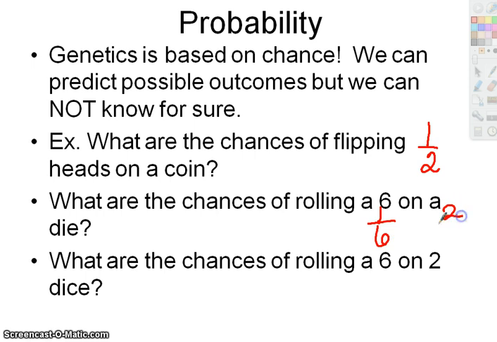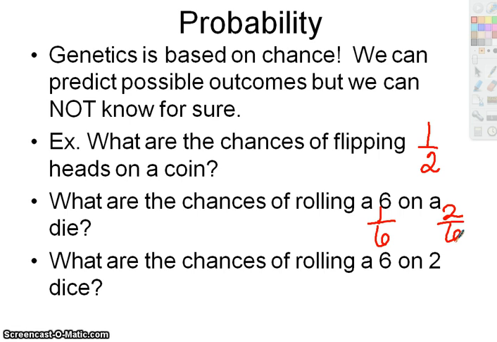2 out of 6. Because it still has 6 sides, and they're saying that there's 2 things you could get. You could get a 6 or you could get a 5, and in that case, either one of those would satisfy the requirement. Now here's where it gets a little tricky, and I'm going to show you a rule to answer this question if you don't already know the answer.